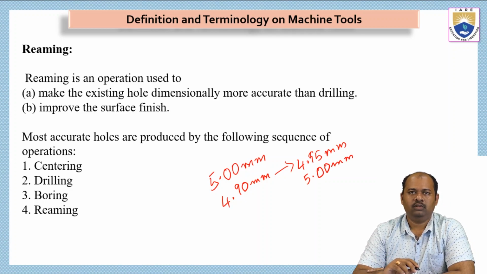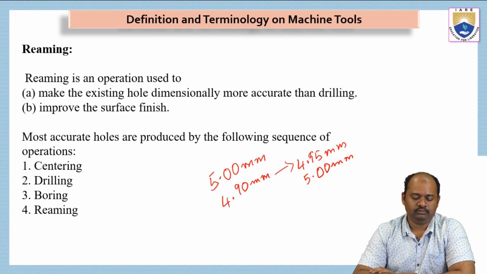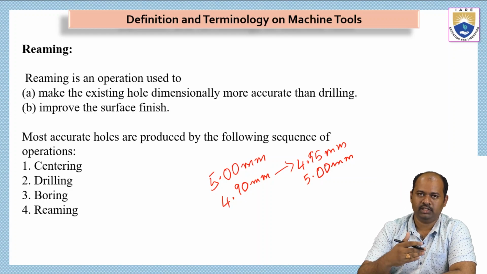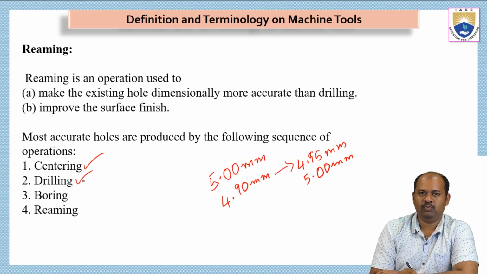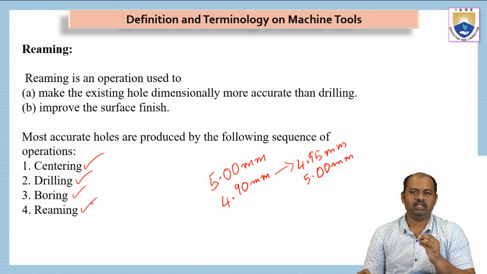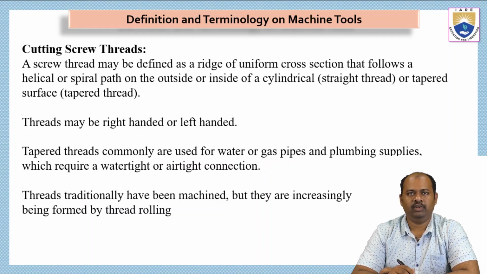To increase the diameter and improve the dimensional accuracy and surface finish, I will use the process called reaming. Most accurate holes are produced by the following sequence of operations. First of all, we will do centering. We will position the center of the hole, where we will put a small dot with the help of a dot punch. After that, we will use the drilling machine to make holes, and then we will bore the hole in order to increase its diameter. After that, I will use the reaming process to improve the surface finish and the dimensional accuracy of the workpiece. And then we have cutting screw threads.